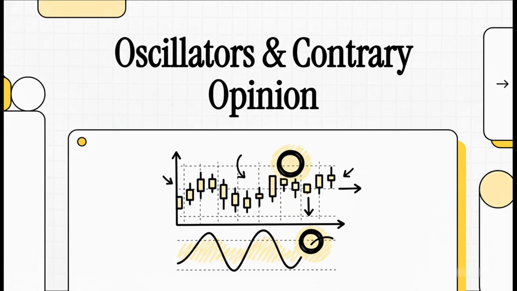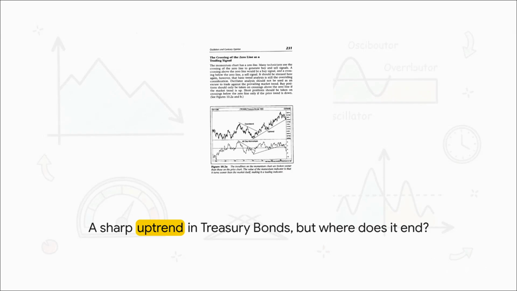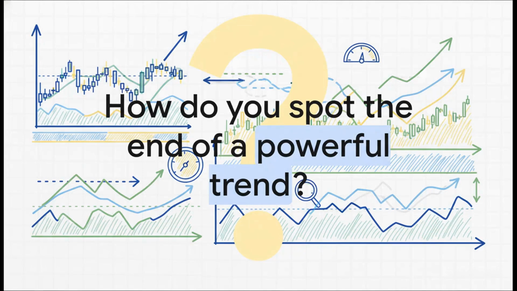Just take a look at this chart. You see this strong, clear uptrend in Treasury bonds. When you're in the middle of a move like this, it really feels like it's just going to go on forever, right? But every single person in the market is wrestling with the same question. How much higher can this thing really go? And more importantly, when's the reversal coming?